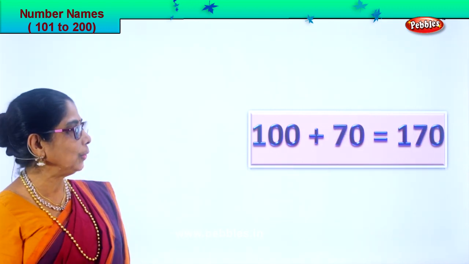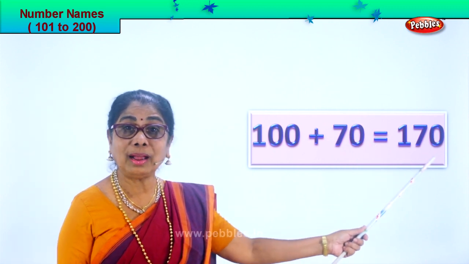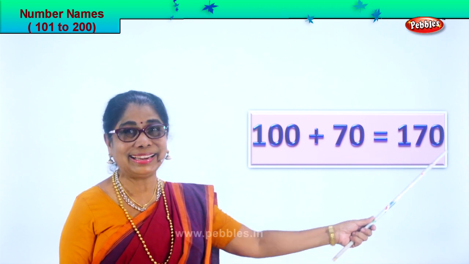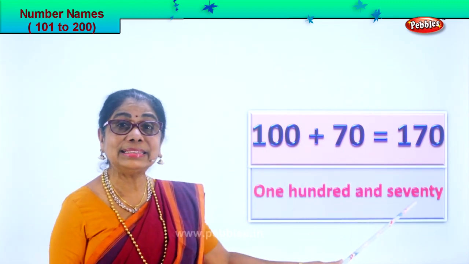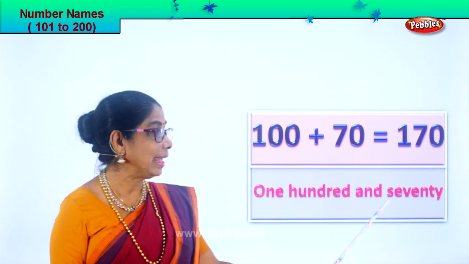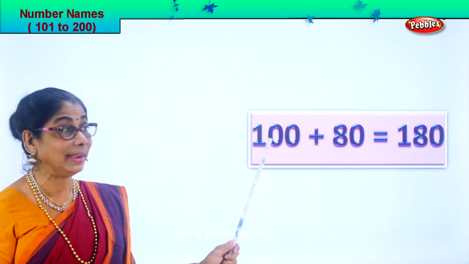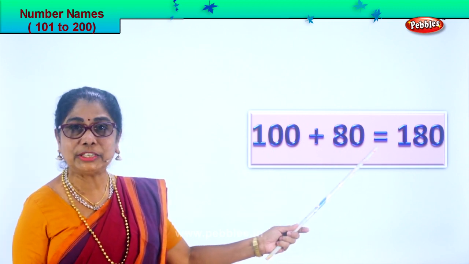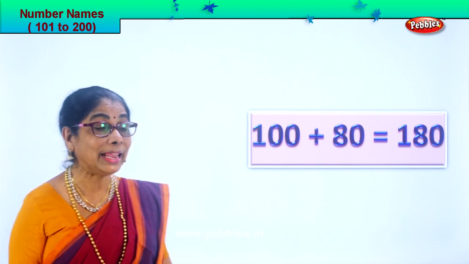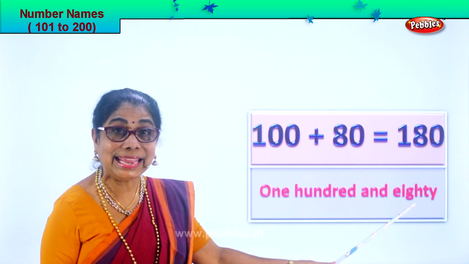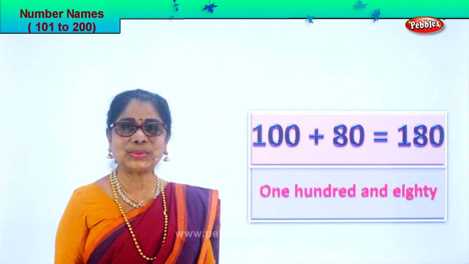Let's get on to another number. Look what you have. Three-digit number 100 plus 70 equal to 170. Read this number. 170. Let's learn to read the number's name. 170. Read it again. 170. Good. Let's take the next number. Look. Three-digit number 100 plus 80 is equal to 180. Read 180. How do we write its name? 180. Read again. 180. Good. Let's go to the next number.